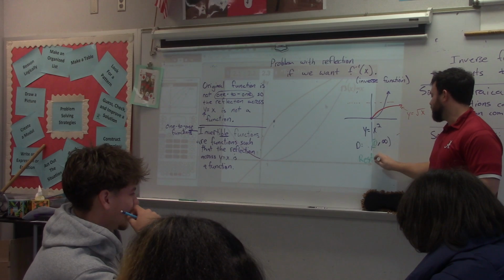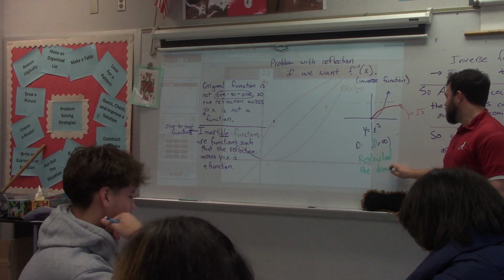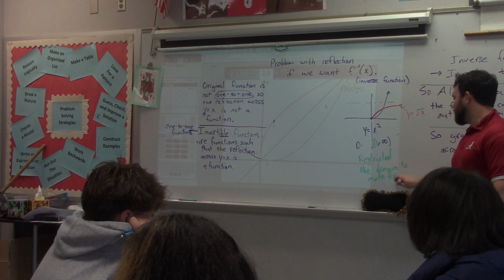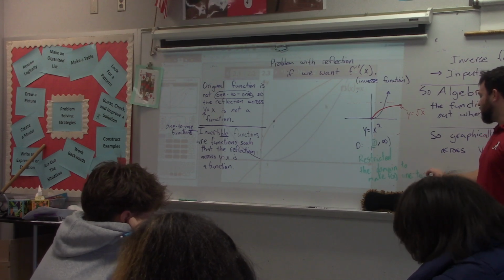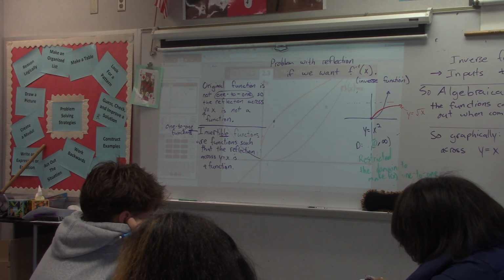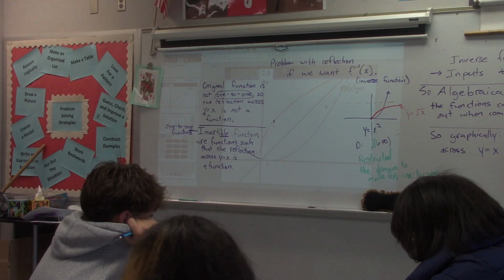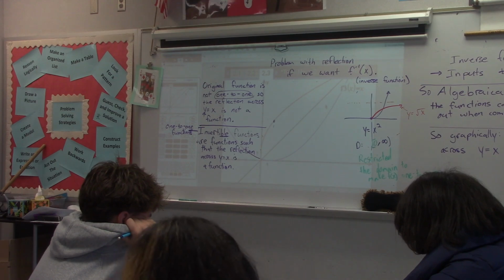I restricted the domain to make f of x, what? 1 to 1. For it to be invertible, that function's got to be 1 to 1. So I restricted that domain to make it 1 to 1. That's it. That's all I did. I restricted that domain to make it 1 to 1.